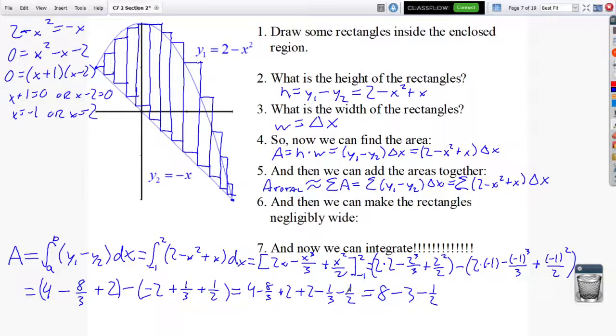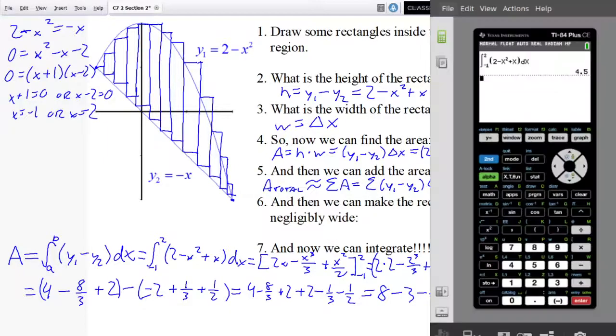All right, so 8 minus 3 gives me 5. 10 halves minus 1/2 gives me 9 halves. Final answer of 9 halves. It just feels so satisfying to be able to do that by hand and then possibly pull up your calculator and see if you're right. I don't know. I'm going to keep my fingers crossed.